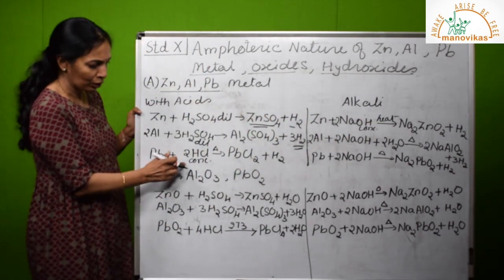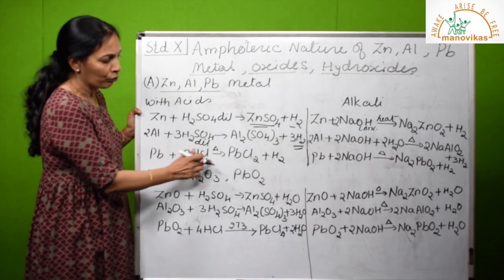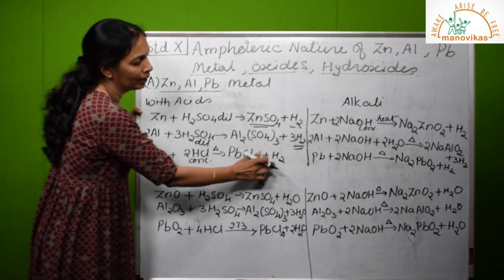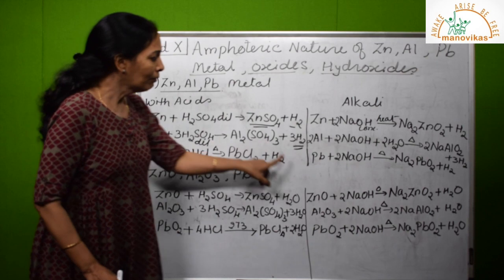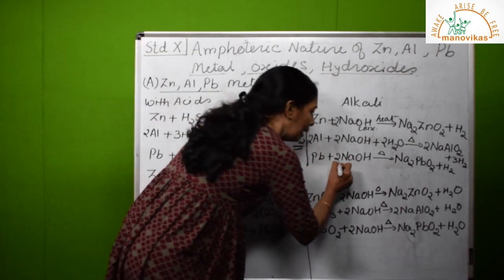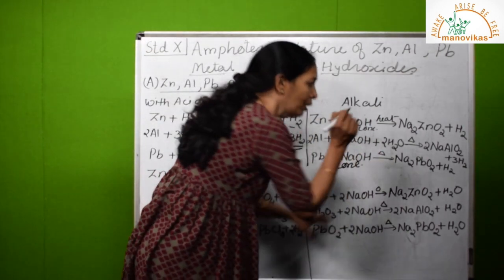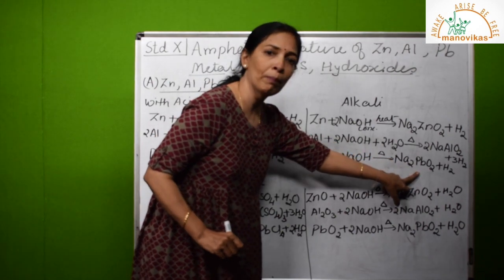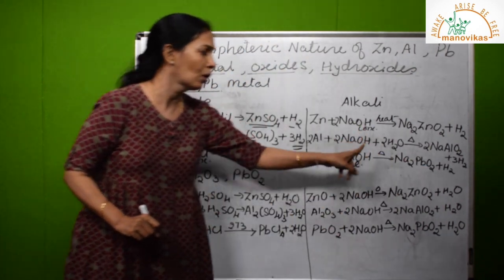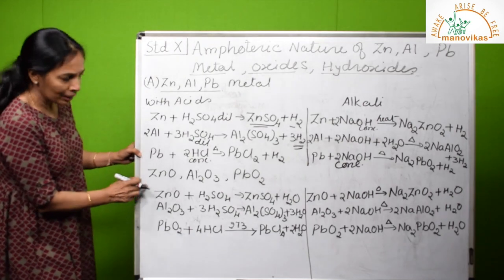Lead will react with concentrated HCl and form lead chloride and displace hydrogen. In the same way, lead will react with concentrated NaOH, on heating will give sodium plumbate, a salt, and hydrogen gas. So salt and hydrogen. Similarly their oxides.